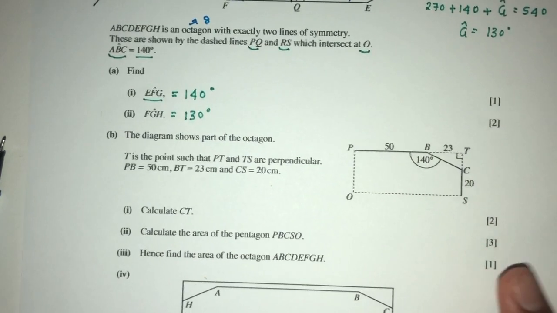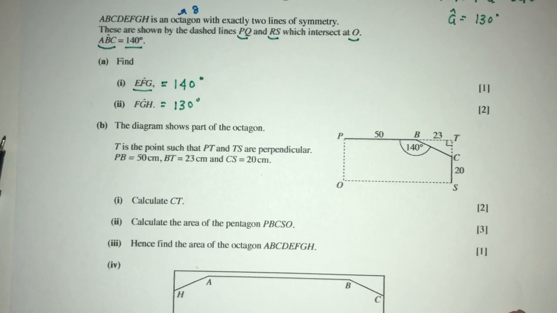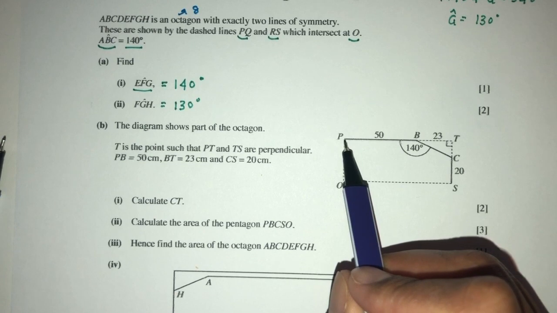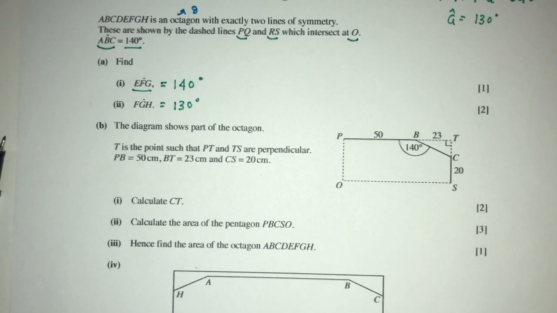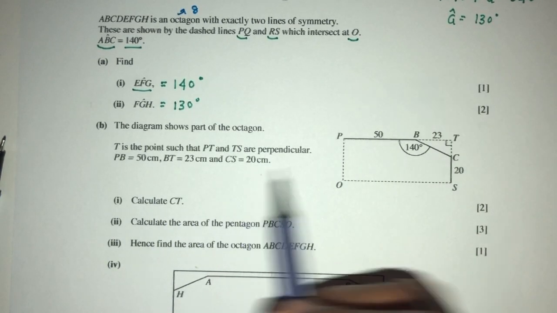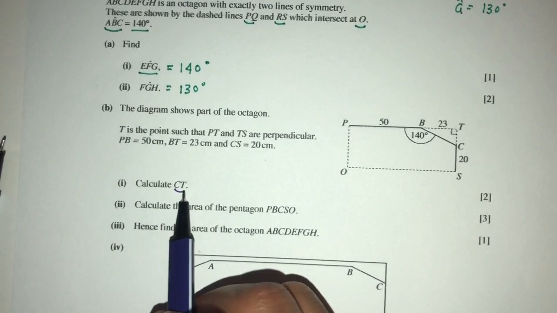Now for part B, the following shows part of the octagon. Great to know. Now moving on, T is a point such that PT and TS are perpendicular. Great. Now we have PB is 50, BT is 23, CS is 20. Okay. Now part 1 is to calculate the length of CT. So find CT.